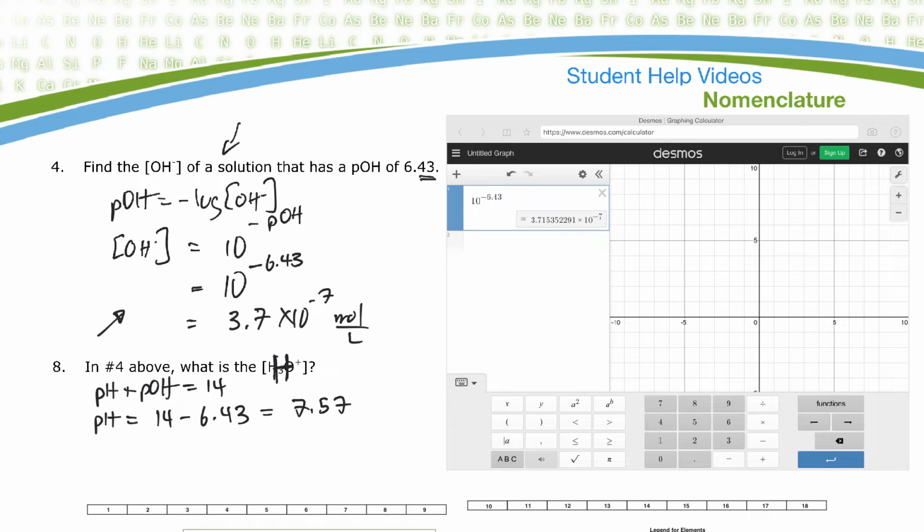So if the pH is 7.57, then the hydrogen ion concentration is going to be 10 to the negative 7.57. Okay, so I can do that on my calculator here. 7.57. There we go. So the hydrogen ion concentration is 2. Oh, I need 2 sig figs again. So 2.7 times 10 to the minus 8. That'll be the hydrogen ion concentration.